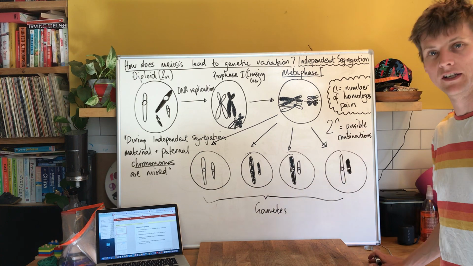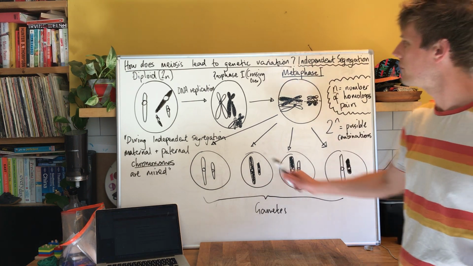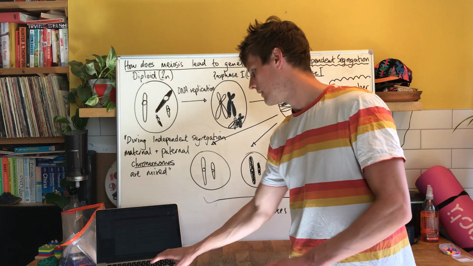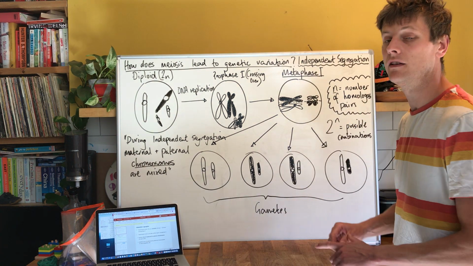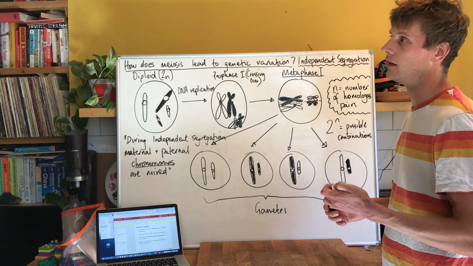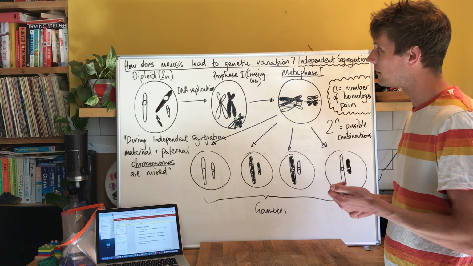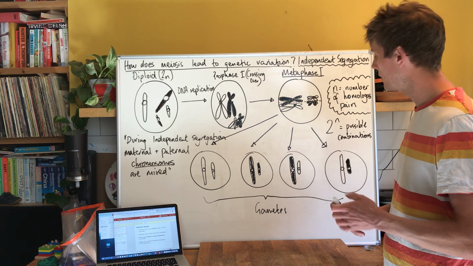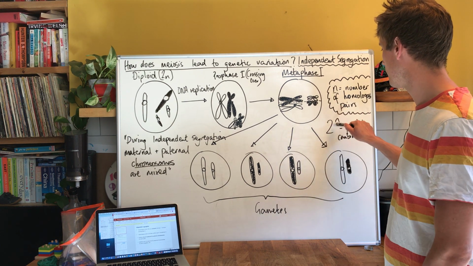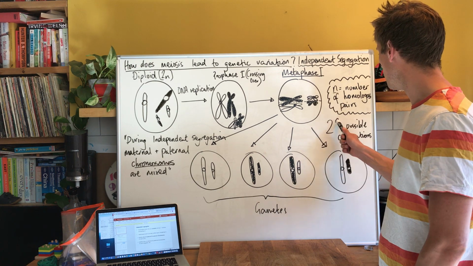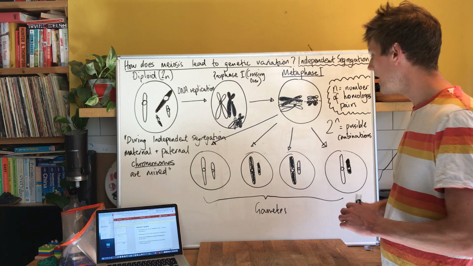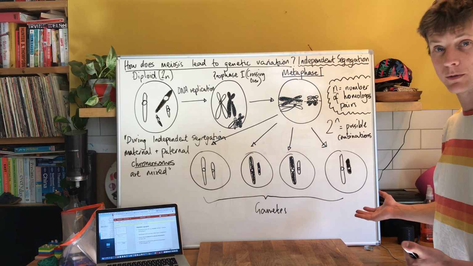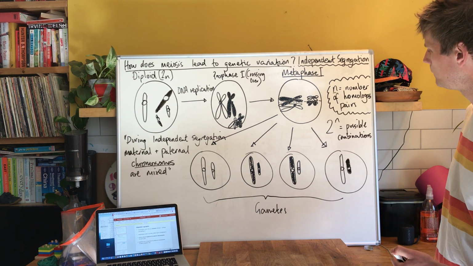4 possible combinations. If there were 3 homologous chromosomes, and I think in the diagram in the notes, there are 3, so 2 to the power of 3, or 2 cubed, would be 8 possible combinations, and that's what's shown in the diagram.